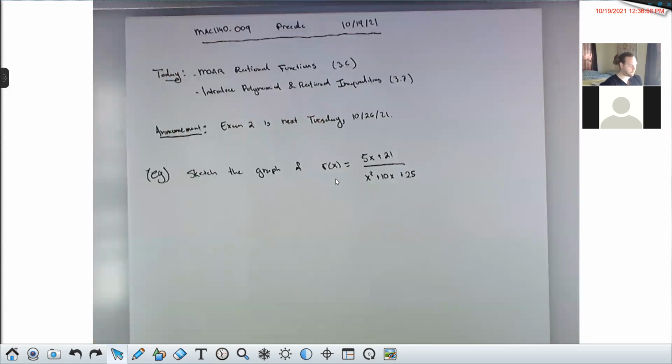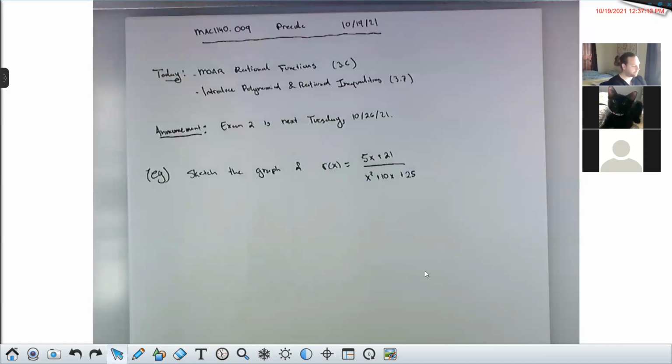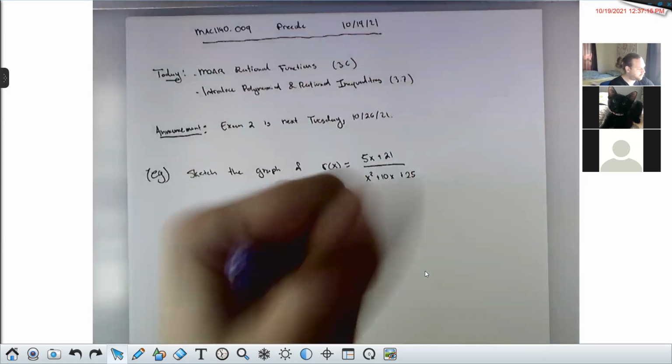All righty. So who can tell me what my very first step should be? I want to sketch this graph. Where do I begin? Factor the top and bottom. Very good. So our first step is always to factor top and bottom.